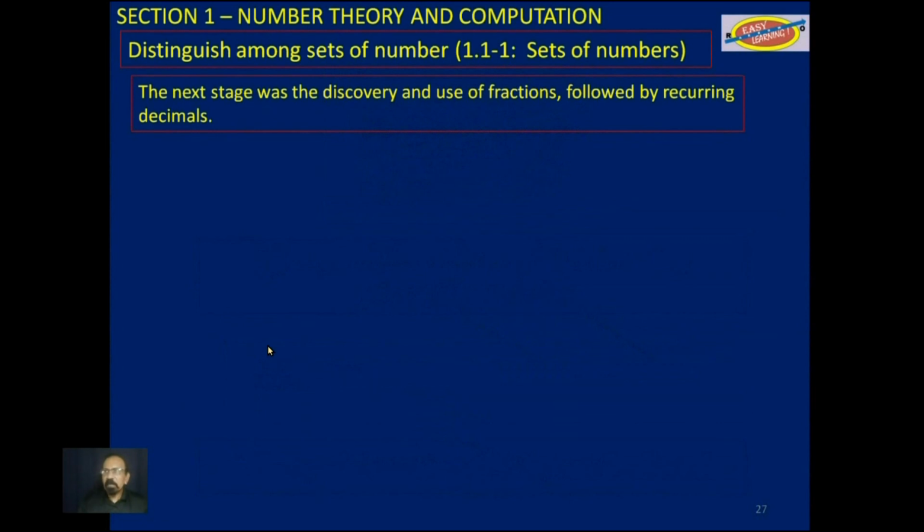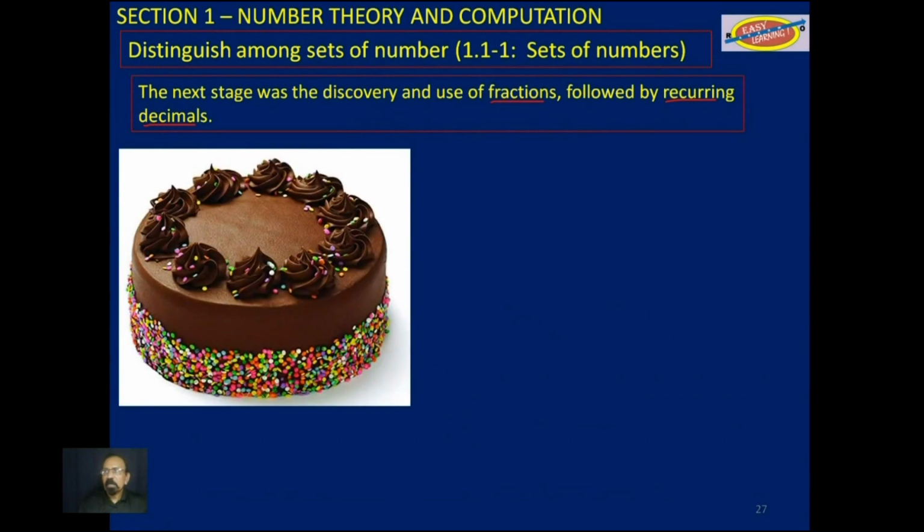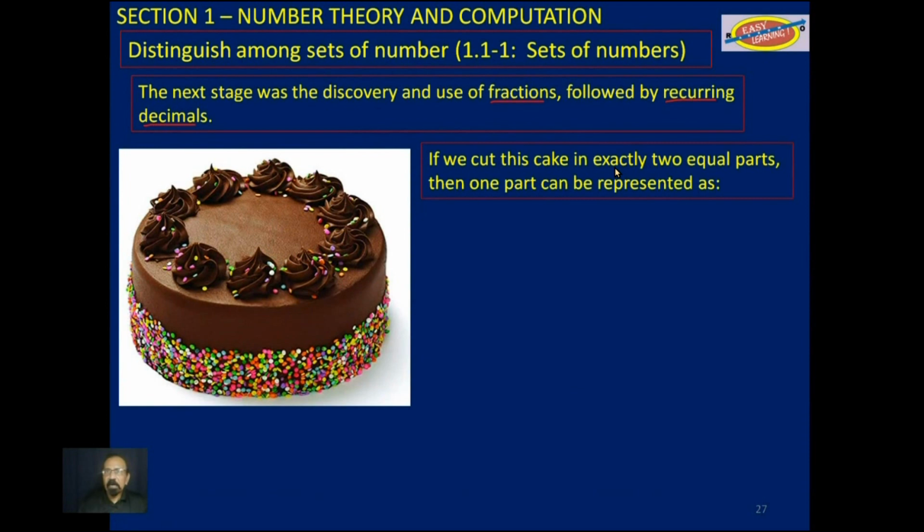Now, the next stage of discovery was the use of fractions. And we talk about recurring and terminating fractions. Now, let us say we have a cake like this and we cut it in exactly 2 equal parts. Cut it down like this. Now, one part, this part over here, you know that is 1 out of 2. You write it like this. But you normally say that is half of the cake.